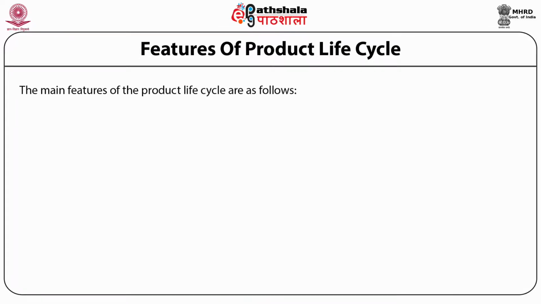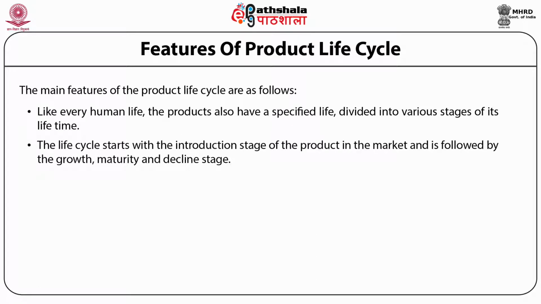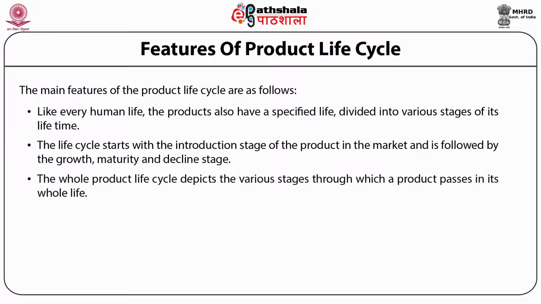The main features of product life cycle can be explained as under. Like every human life, products also have a specified life, divided into various stages of its lifetime. The life cycle starts with the introduction stage of the product in the market and is followed by the growth, maturity, and decline stage. The whole product life cycle depicts the various stages through which a product passes in its whole life.